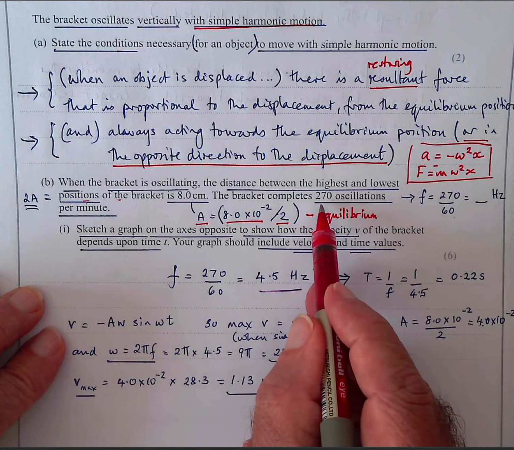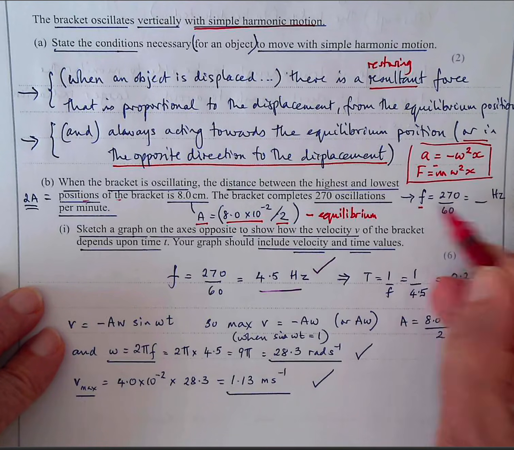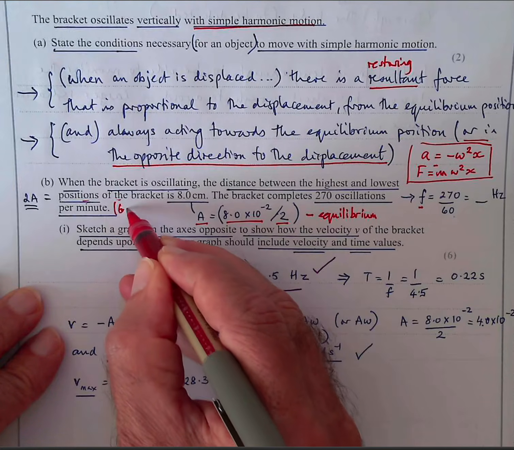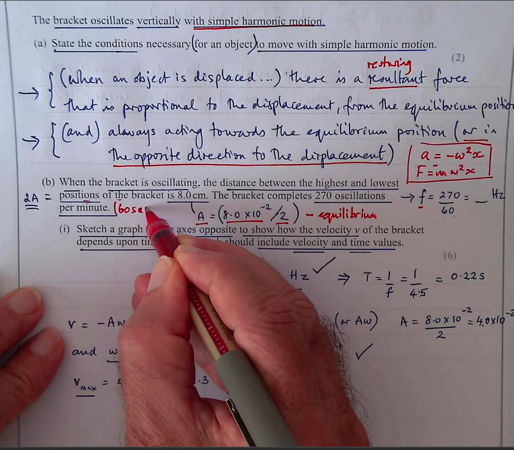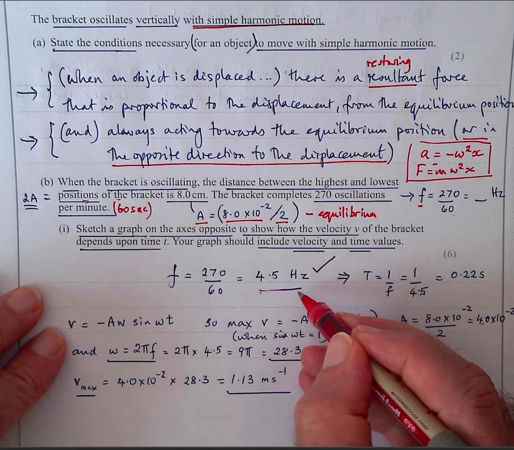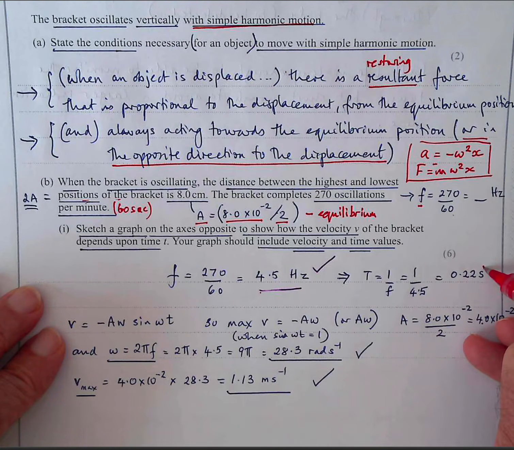The bracket completes 270 oscillations per minute. So you can work out the frequency as 270 divided by 60 to get it into seconds. Once you do that, you'll get 4.5 hertz. Getting the frequency allows you to work out the period.